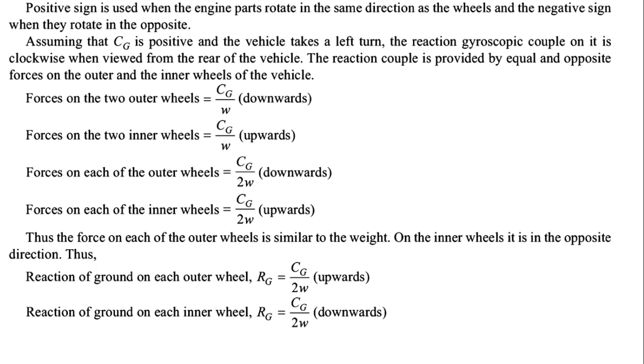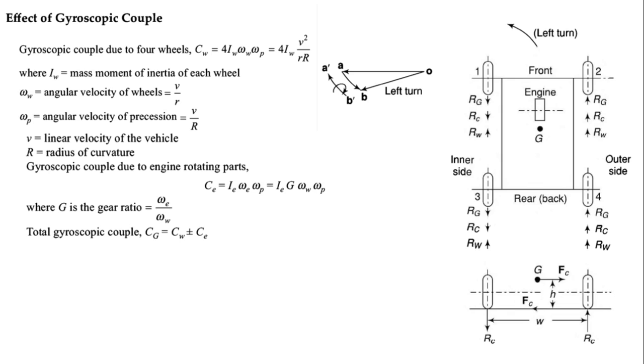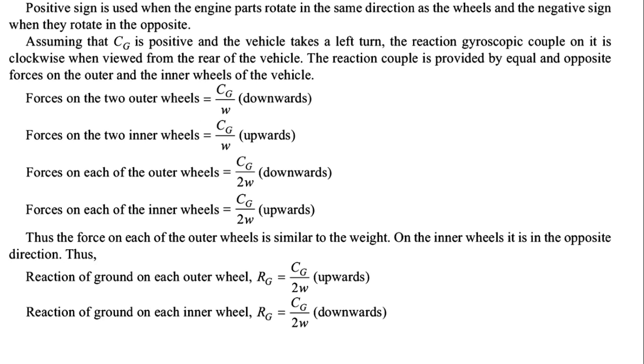If you consider the force on each of the outer wheels, it will be CG by 2W, and the force on each of the inner wheels will be CG by 2W, upwards. For the inner wheels, which act in the opposite direction, the reaction of the ground on each will be RG, that is CG by 2W, upwards, and the reaction of the ground on each inner wheel RG will be CG by 2W. You can go through the figure, then you will understand how the reactions act.